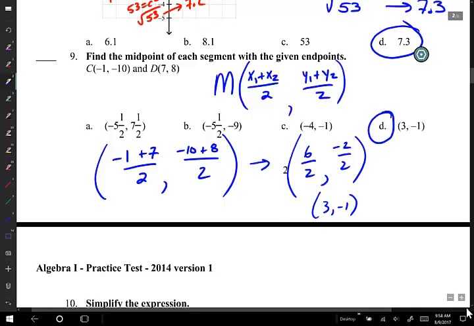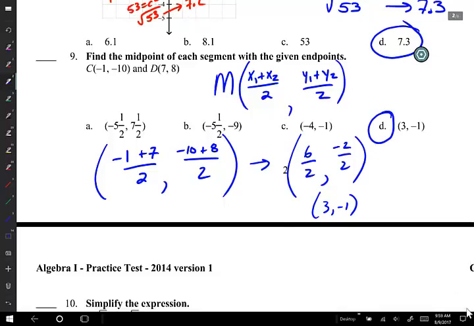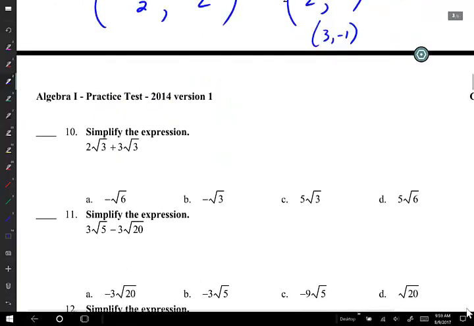So, let's say it together. Distance you subtract, midpoint you add. Ready? Distance you subtract, midpoint you add. Remember that for tomorrow. All right, question 10.